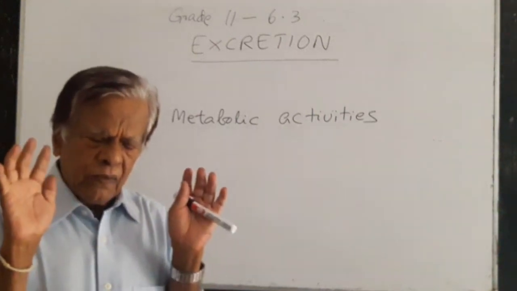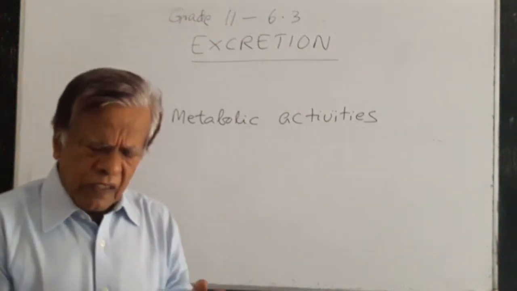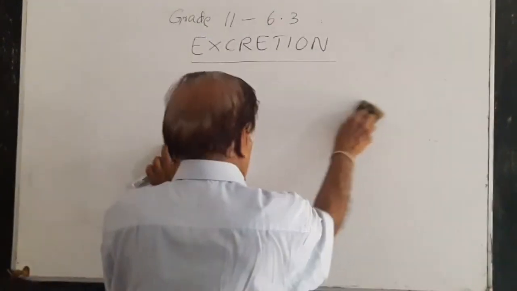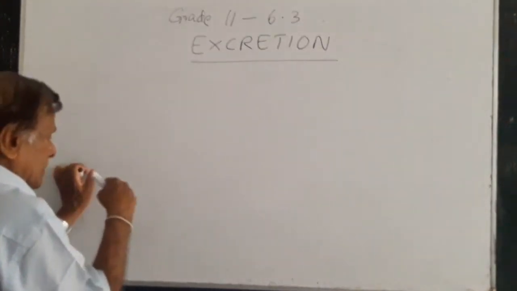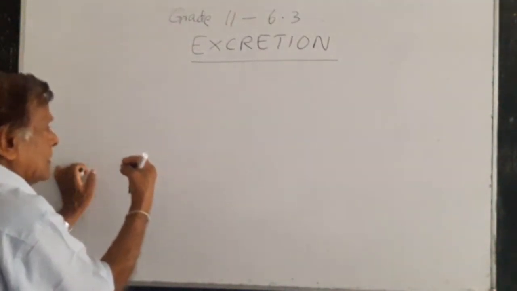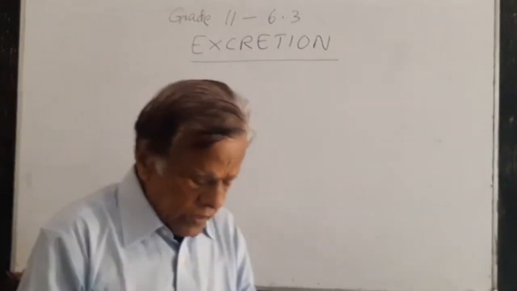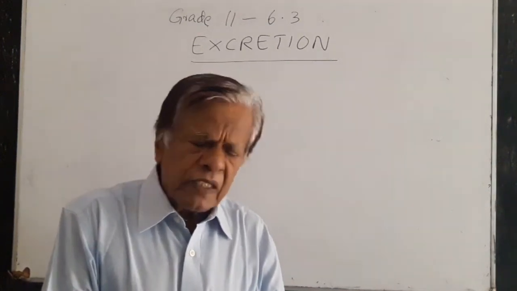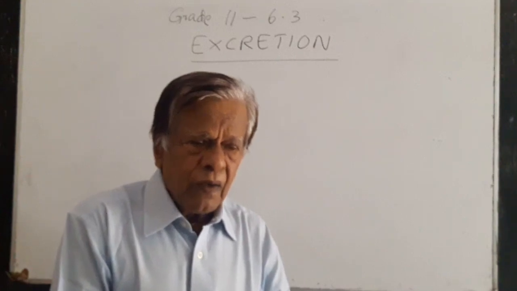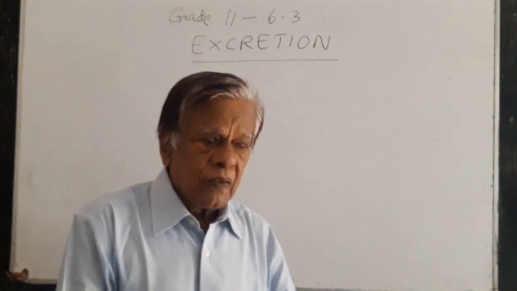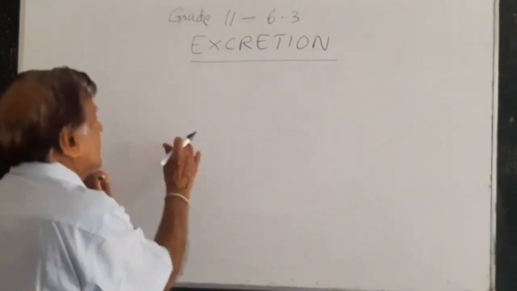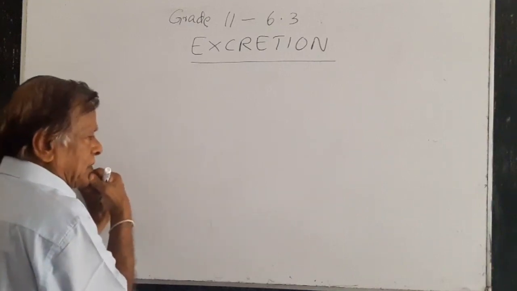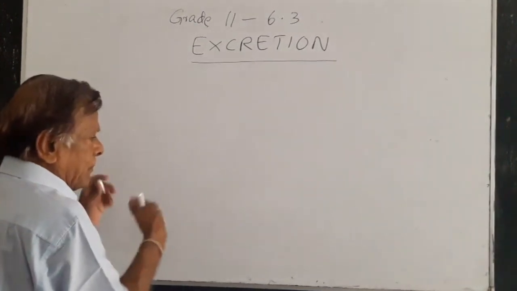Now, when metabolic activities or chemical reactions occur inside cells, some products are formed that we actually need in our body. Some substances that form as a result of these reactions, we need them. They are substances that are useful. They are known as secretions, or secretory substances. Enzymes and hormones are two examples of this.